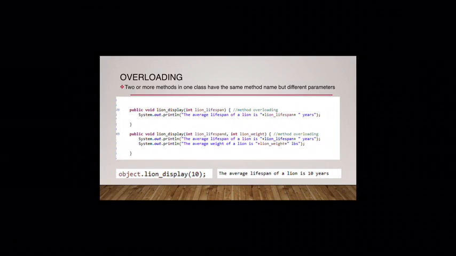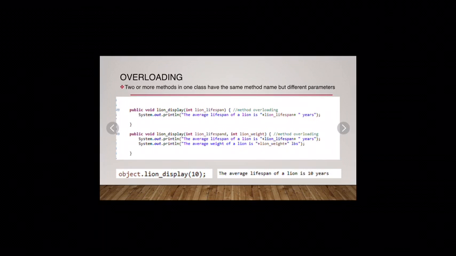Method overloading is when you have two or more methods in one class that have the same name but different parameters, right? So, okay, how does that make sense? Let's look at the code that I provided. You have a lion class. Overall, this will be a lion class. This will belong to the lion class, right?